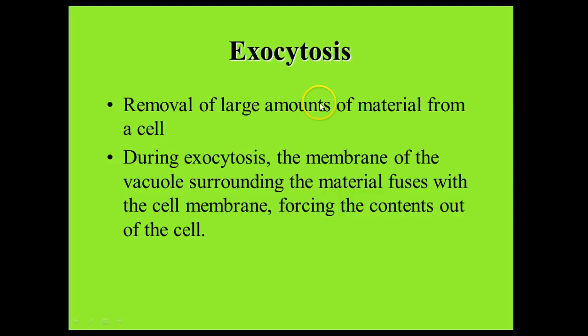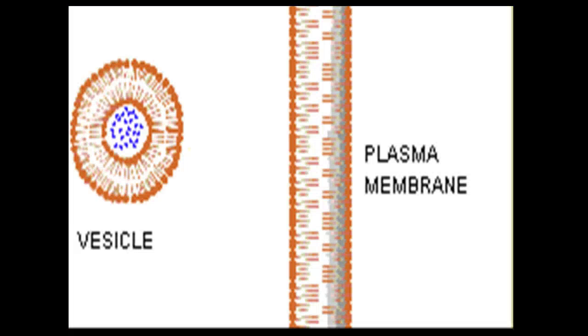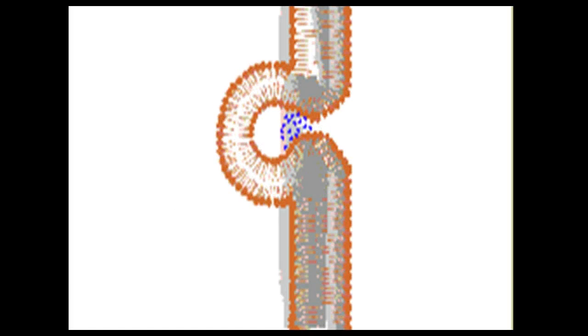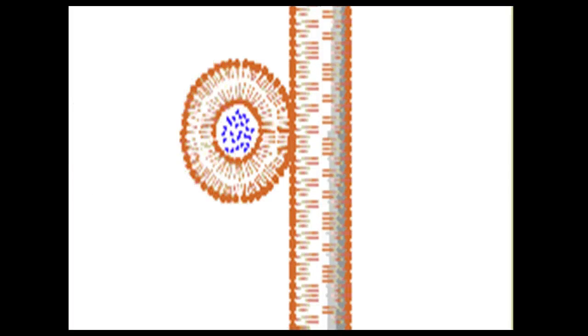And here we have exocytosis, which is the removal of large amounts of materials from a cell. During exocytosis, the membrane of the vacuole surrounding the material fuses with the cell membrane and forces the contents out of the cell. And this is just an example of exocytosis.